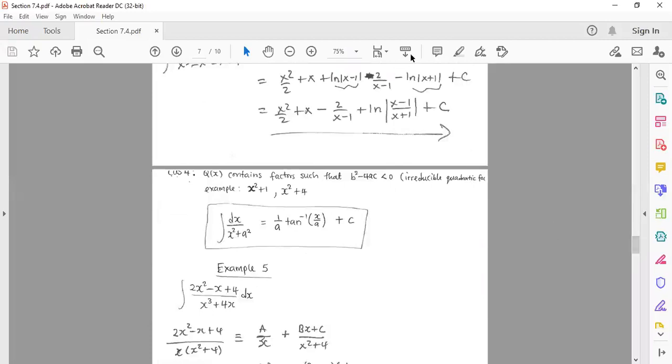So what do I mean by irreducible? If you see factors that look like this, x squared plus 1, x squared plus 4, and so on. Basically, any factor such that b squared minus 4ac is less than 0, we call that an irreducible quadratic factor. What you see inside this box is for you to remember.